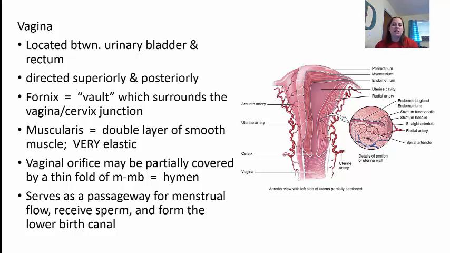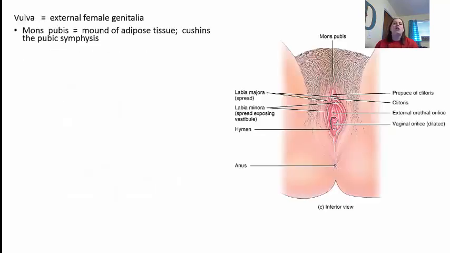The vagina serves as a passageway for menstrual flow. It also is going to receive the sperm, and it also will form the birth canal during labor and delivery. All right, so the vulva is the external female genitalia. When we look at this, we're going to see that there's a number of different parts to the external female genitalia, as well as we saw with the males.